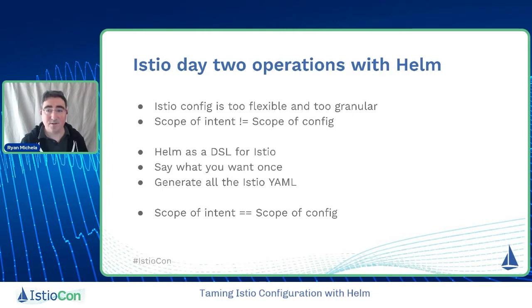However, using Helm charts to generate our Istio config lets us plaster over Istio's inherent complexity with simplified facades. The values.yaml file from your chart becomes a domain-specific language where we can configure our services in the same way we think about them. Now we can use a Helm chart template to render the high-level representation of our service into the low-level details Istio expects. This aligns the scope of our intent with the scope of our configuration.